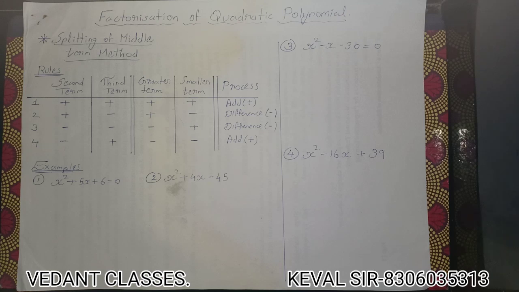Okay, so in this lecture we learn about the factorization of quadratic polynomial and cubic polynomial. So let's learn the splitting of middle term method for the factorization of quadratic polynomial. I make one table, so just remember this rule. By remembering this rule, you can easily find out the factors of any quadratic polynomial. So let's see the rules.